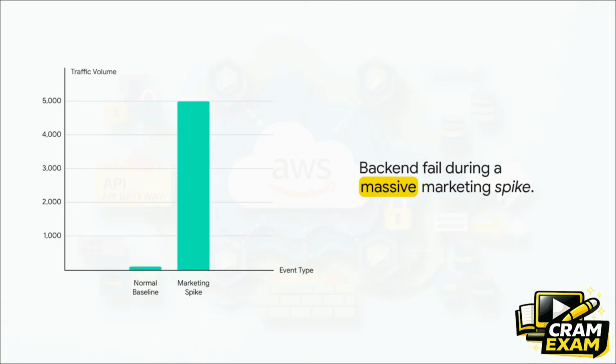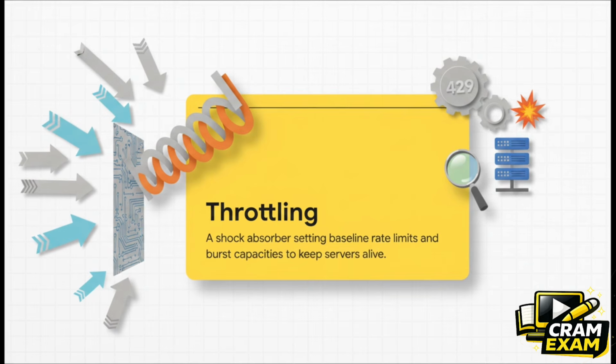Now, I want you to imagine this. You just launched a massive marketing campaign. Traffic spikes by 5,000%. Your backend simply cannot handle it, and it begins to fail. If you don't configure throttling on your API Gateway stages, your system dies. But if you do, API Gateway instantly steps in to save the day.